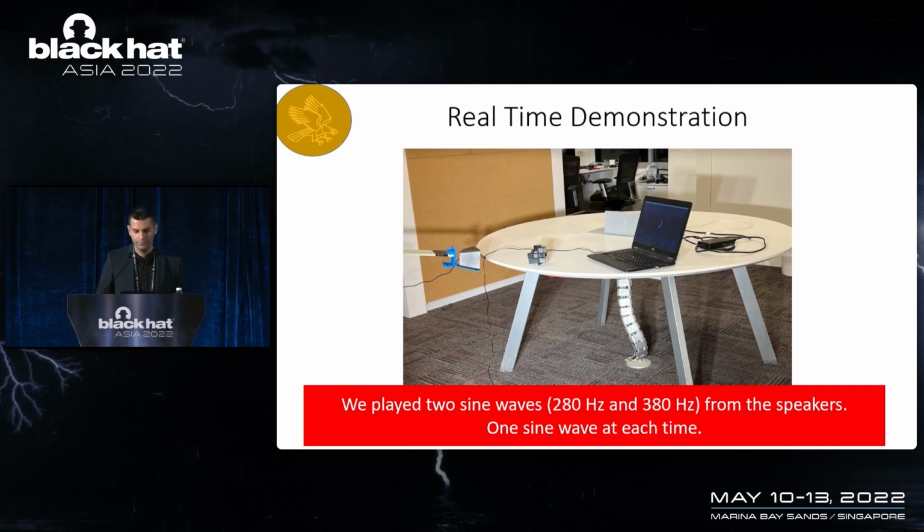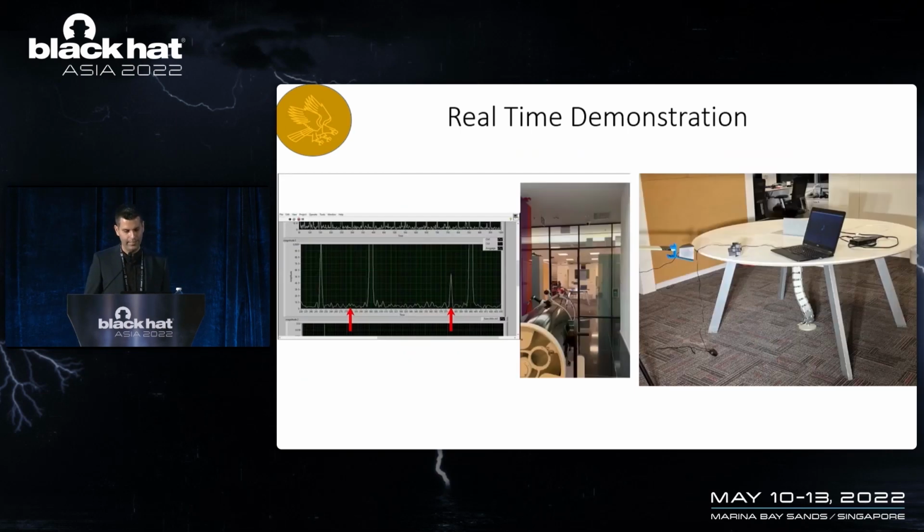Now, in the first demonstration that you're about to see, we played 2 sine waves, which were 280 and 380 Hertz, from the speakers, 1 sine wave at a time, and I want to show you how it looks in the script that we wrote, in real time. On the left side, you can see the script that we wrote, and you're about to see how peaks appear exactly at 280 Hertz and 380 Hertz. Okay, you can see how the peaks are changing between 280 and 380.